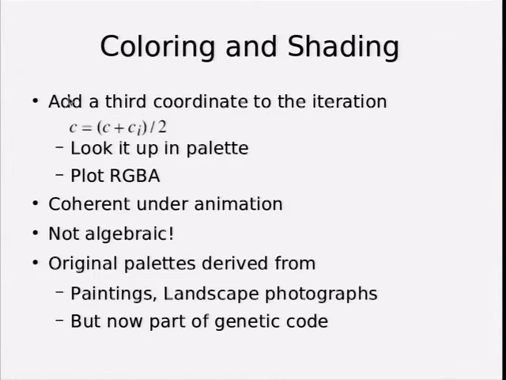So the color comes from adding a third coordinate to the iteration. Instead of just having points on the plane with 2 coordinates that get bounced around, you actually have points in a 3-dimensional space. And the third coordinate is looked up in a palette before it gets drawn. There are lots of ways of adding color to an iterated function system image.